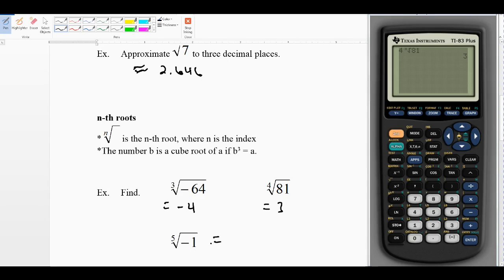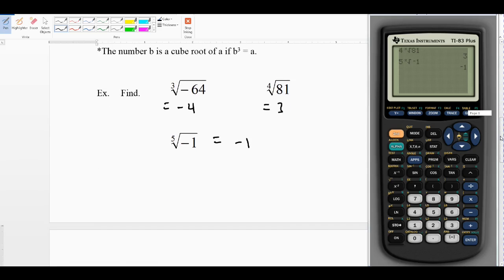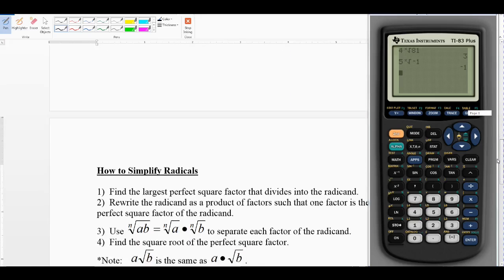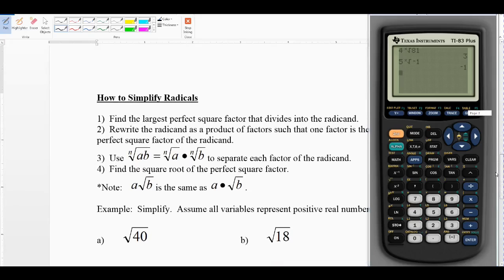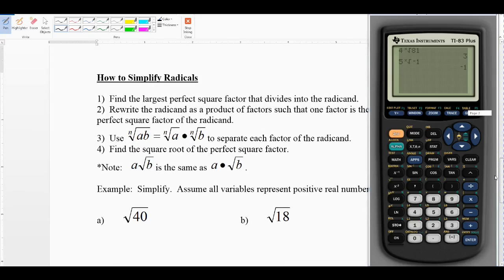Now, the fifth root of negative 1, same thing. Hit 5, math. You can go down, hit enter, or just hit the 5. And then the negative 1, and you'll see the answer is negative 1. Once again, with the odd roots, you can have a negative number underneath, because the negative times itself an odd number of times is still negative. It's the even ones you have to worry about. Now the last thing we want to talk about, and this will appear throughout college algebra.